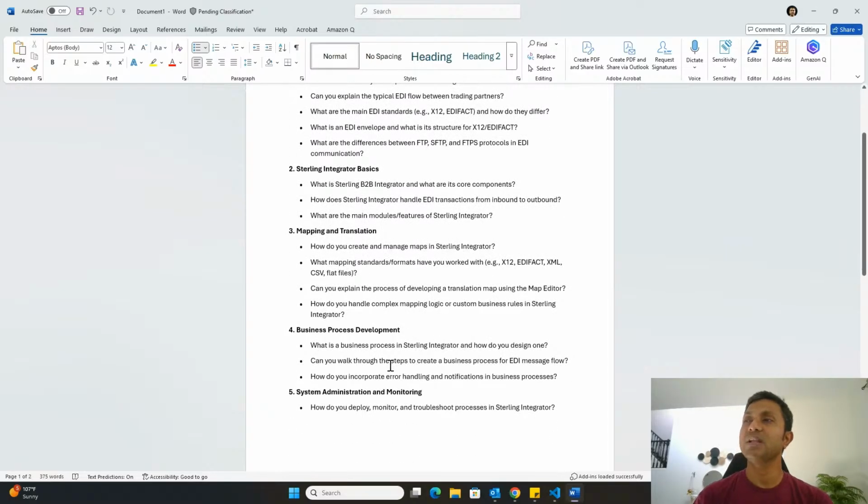And then the next question that you might expect is, how do you handle complex mapping logic or custom business rules in Sterling Integrator, right? This is where you might explain in more detail about the extended rules, like maybe if-else statements. Give an example of a mapping requirement specification: this is what the business rule was, and this was complex. It was not something that we could implement in just simple linking or standard rules.